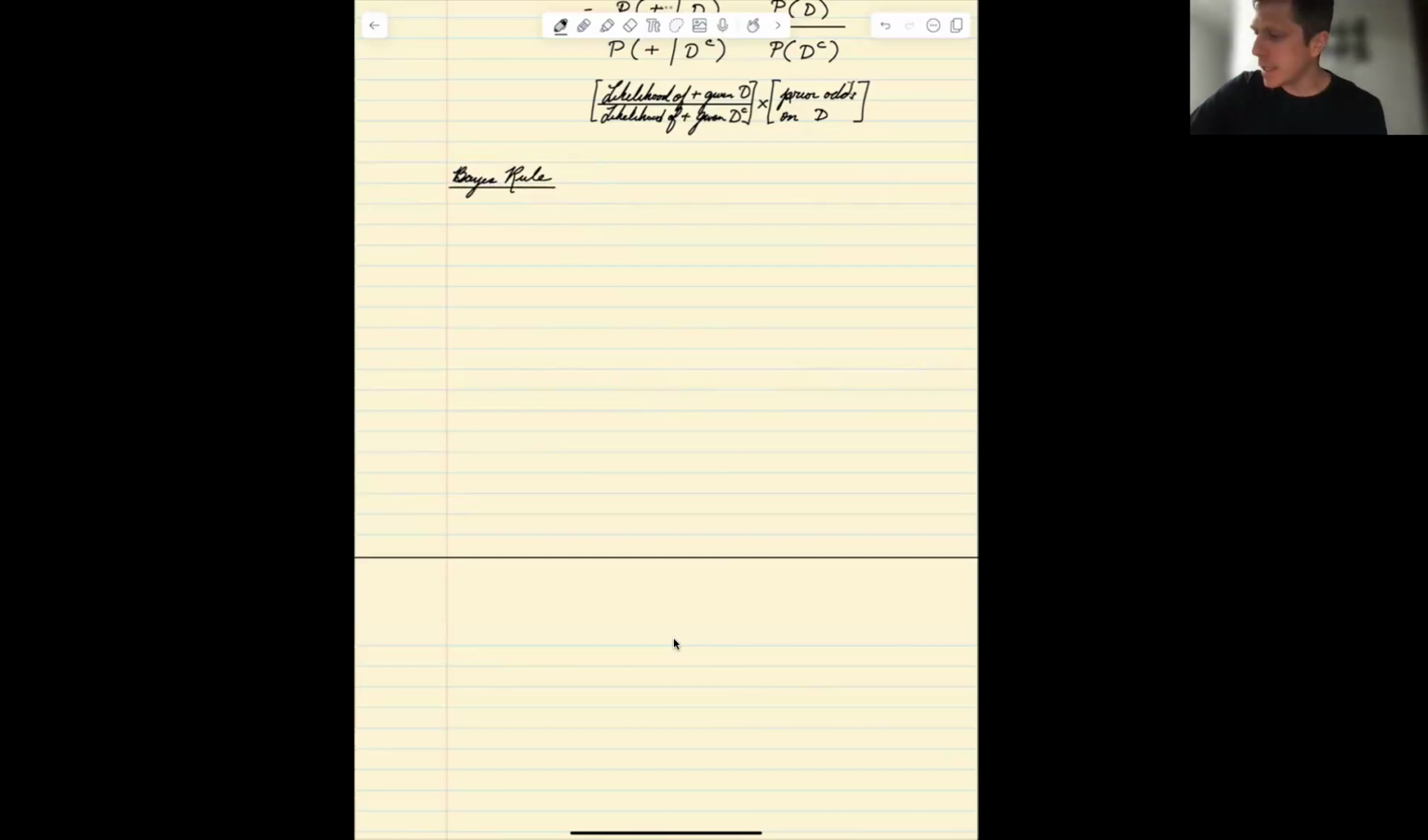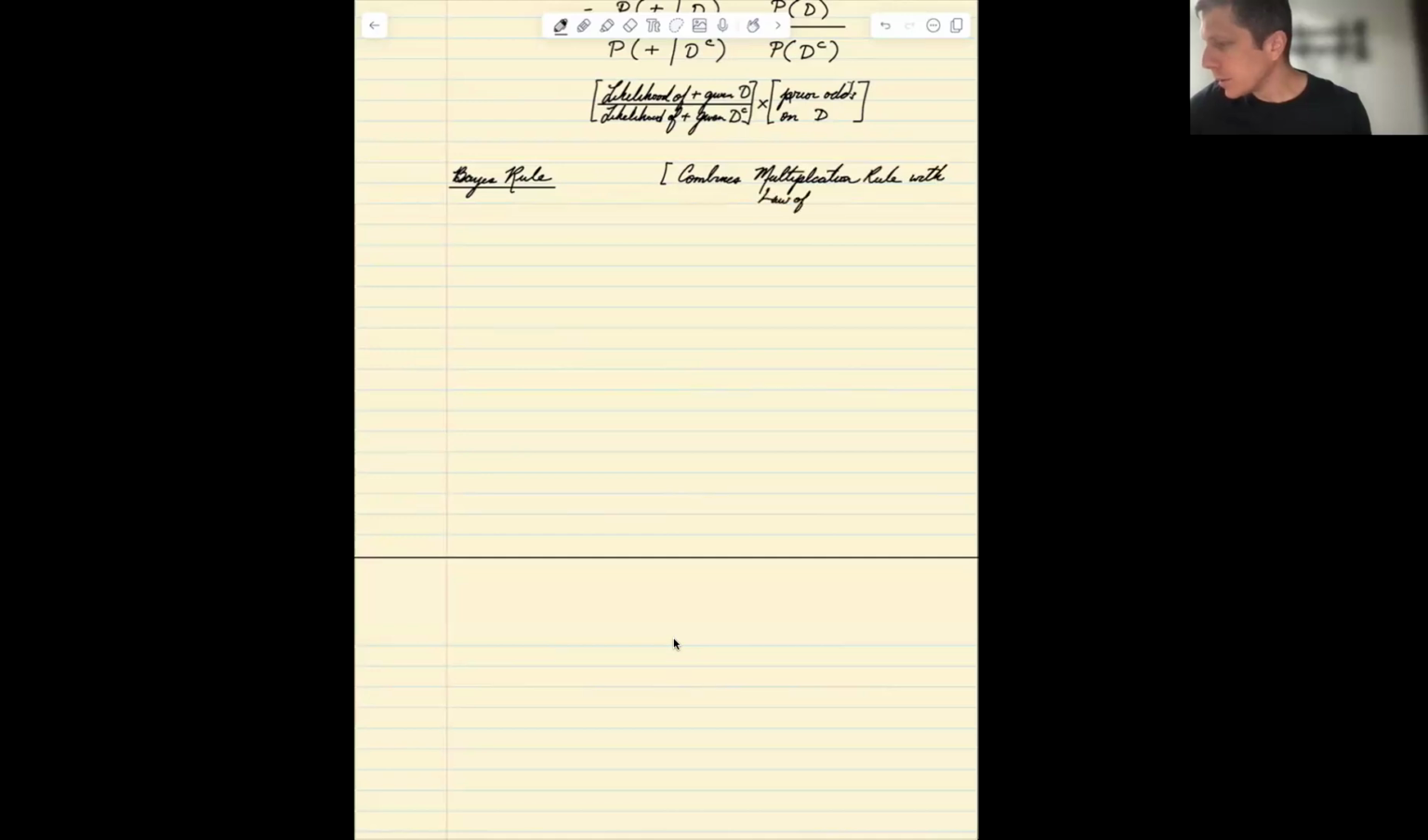So Bayes' rule is a combination of what? It's a combination of the multiplication rule and the law of total probability. It combines the multiplication rule with the law of total probability.